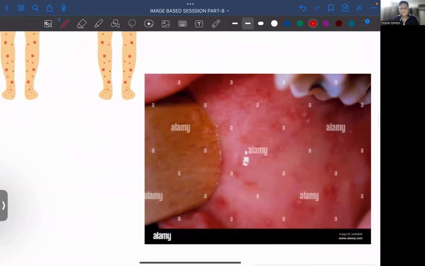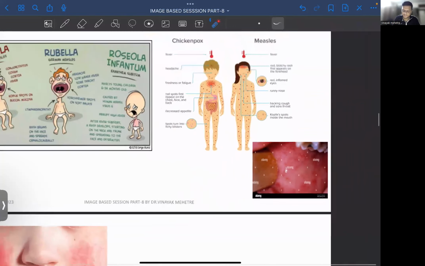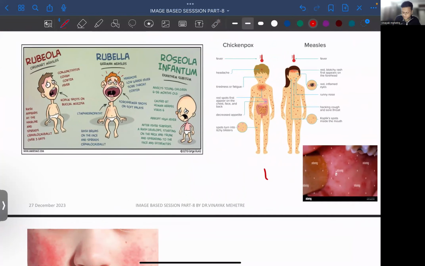फिशनेट पैटर्न किस में मिल रहा था? लाइकन प्लानस में, राइट? Now there are spots on the oral mucosa. It's called as Koplik spot, and it is seen in what? Yes, correct. And this is your recently asked question. Seen in measles, right?